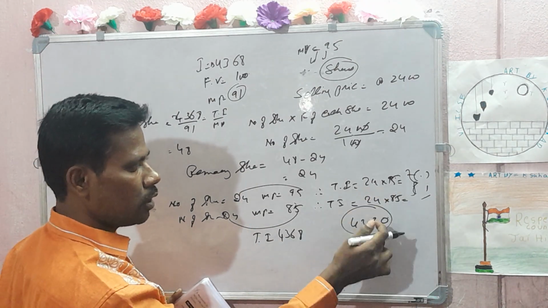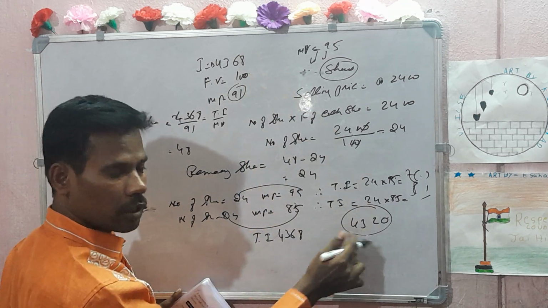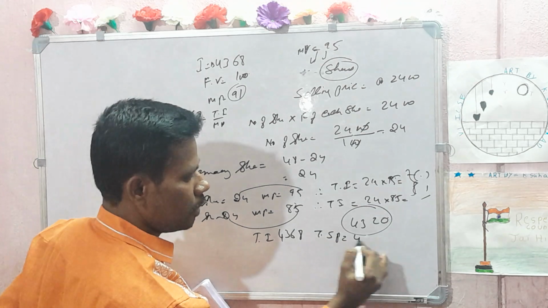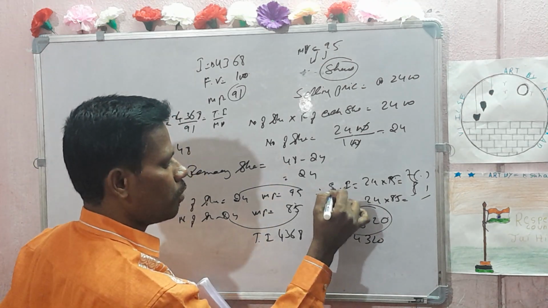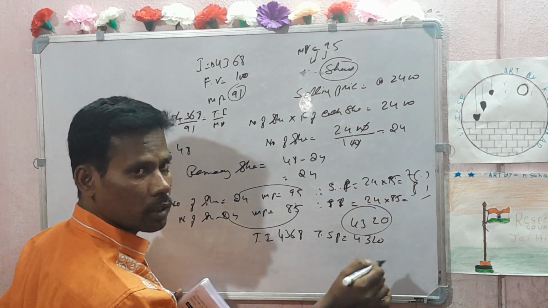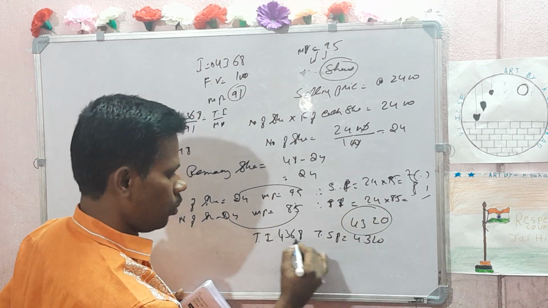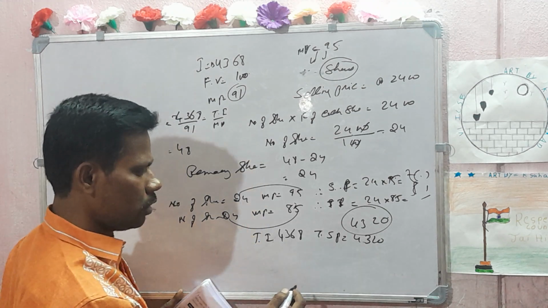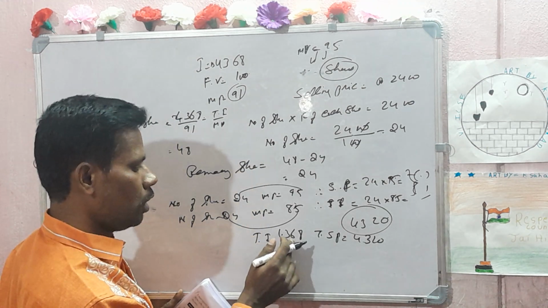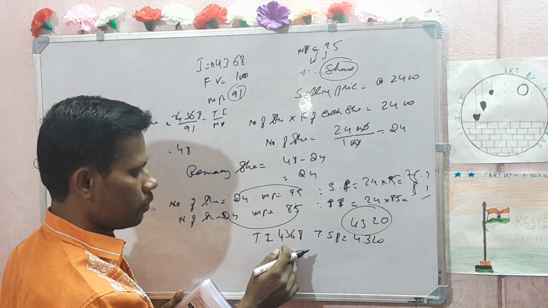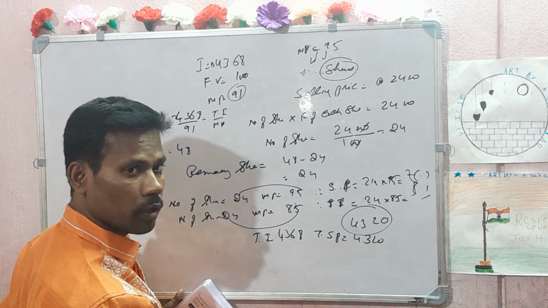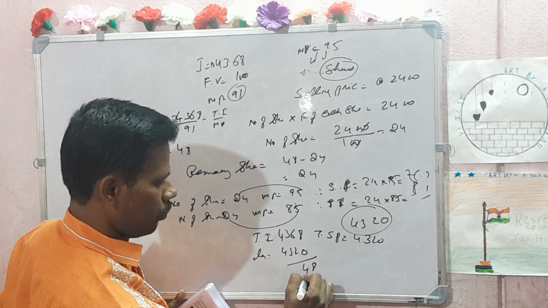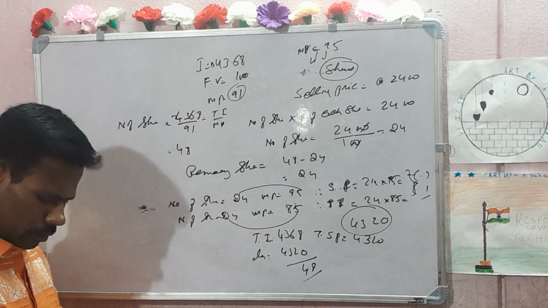That means there is a loss. You can see 4368, now it is 4320. Total selling price is 4320. So there is no problem. Total investment is 4368, total selling price is 4320. That means there is a loss here because total investment is more and he is selling for less. So there is a loss. Loss is how much? 48 rupees loss is there.